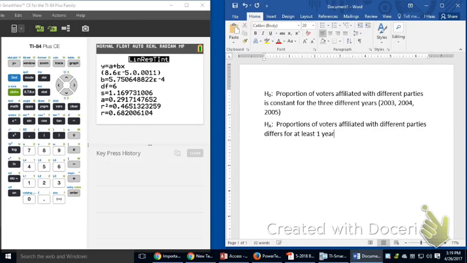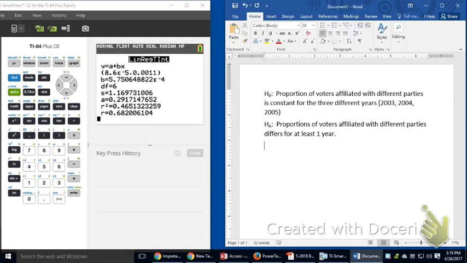It's important to remember that when we're dealing with chi-square, we're just saying, is there any difference between any of the different populations? So if 2 of the 3 years happen to be the same, it's not going to pick up on that. It's just going to say, hey, there's a difference somewhere.